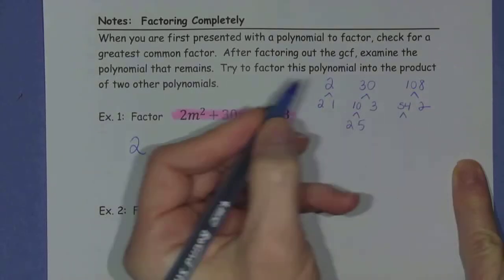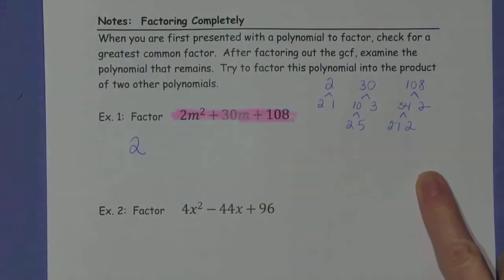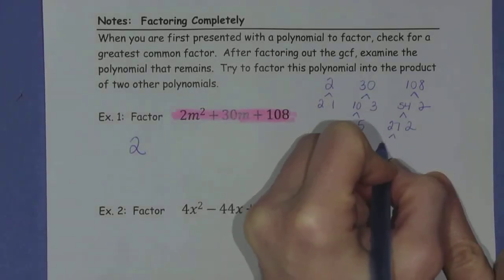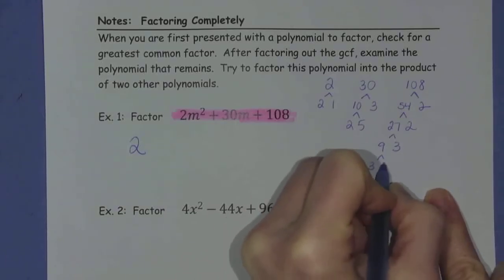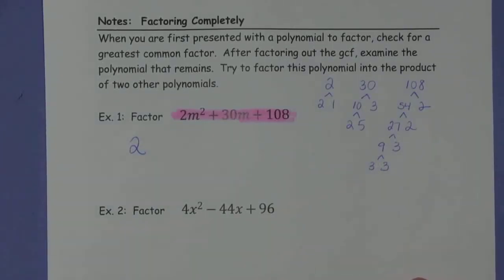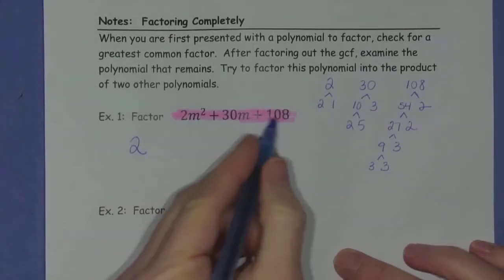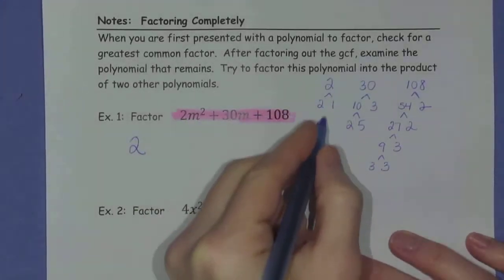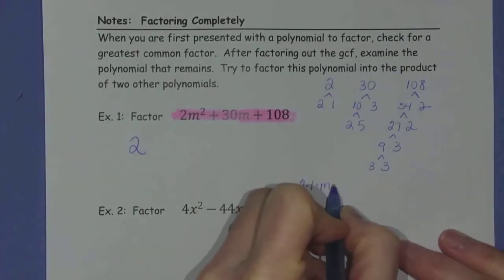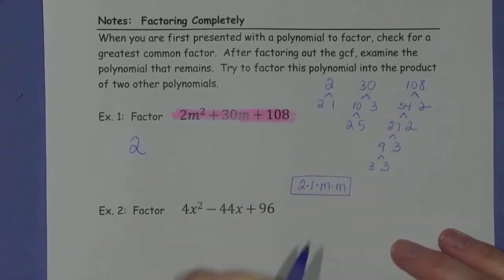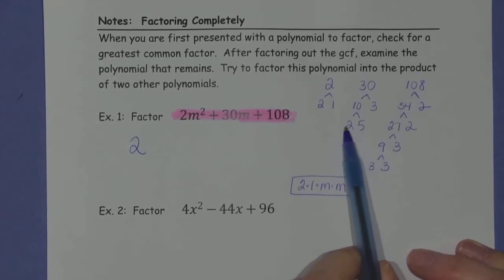And I can break 54 down to 27 times 2. And I can break 27 down to 9 times 3. And I can break down 9 to 3 times 3. So looking at each one of these terms individually, this is what I've got. And I'm going to now include my m's as well. So the 2 would be 2 times 1 times m times m. That's my m squared.